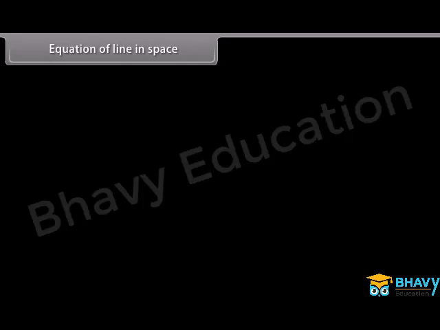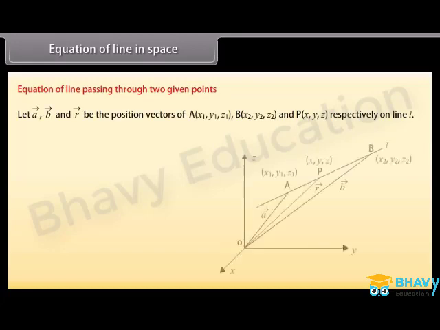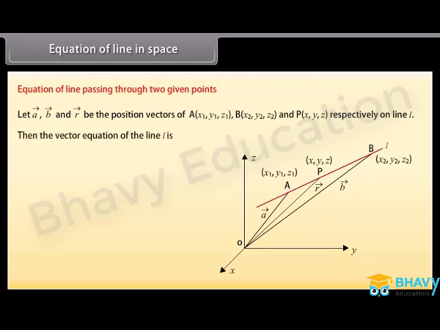Equation of line in space. Equation of line passing through two given points. Let vectors a, b and r be the position vectors of A(x1, y1, z1) and B(x2, y2, z2) and P(x, y, z) respectively on line L. Then the vector equation of the line L is vector r equals vector a plus lambda times vector b minus vector a, where lambda belongs to real numbers.